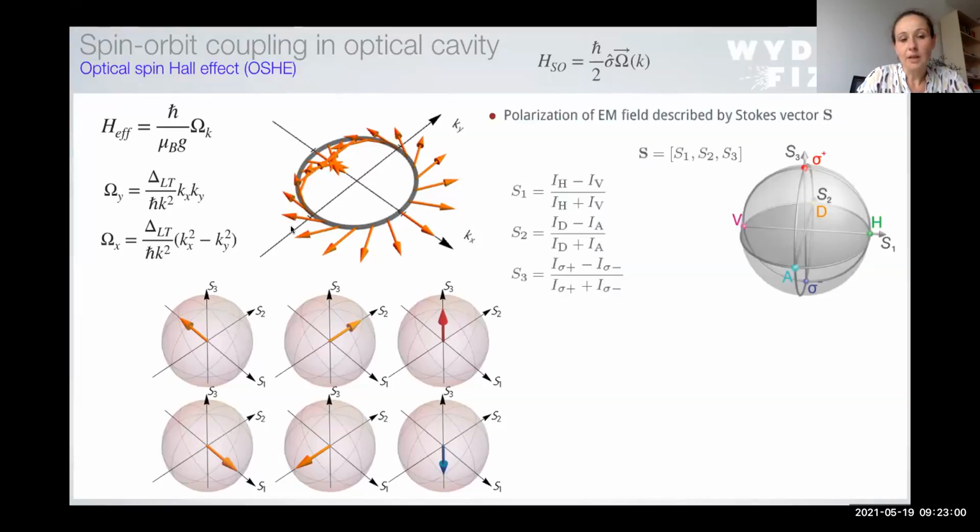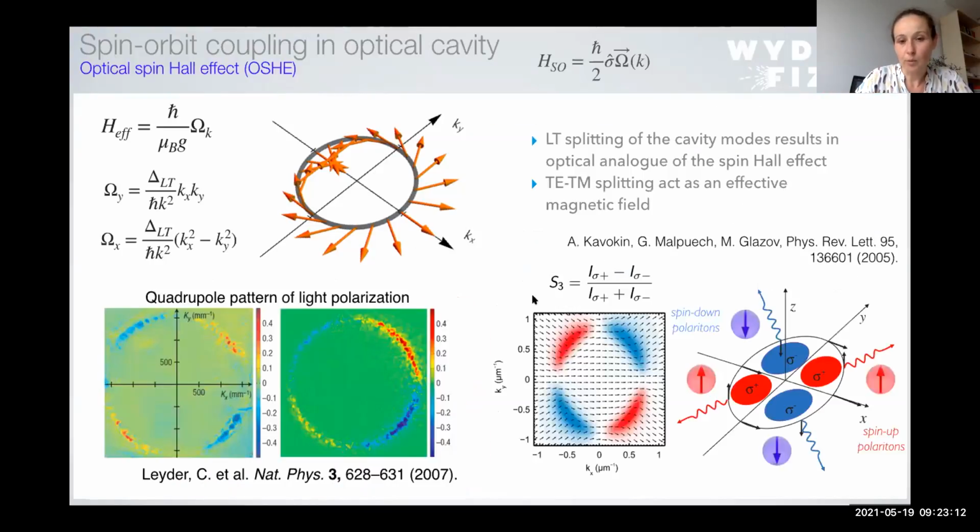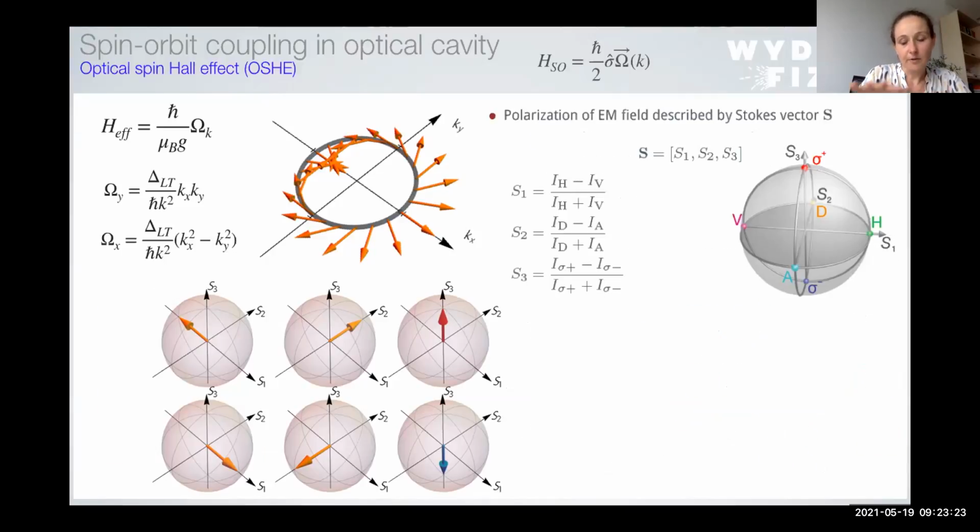Please note that this field does not have any component in the vertical direction. So there is no Z component, but this already allows us to observe this nice quadrupole pattern in the reciprocal space of purely polarized polariton or photonic modes. So this is my first synthetic field that was actually described many years ago.